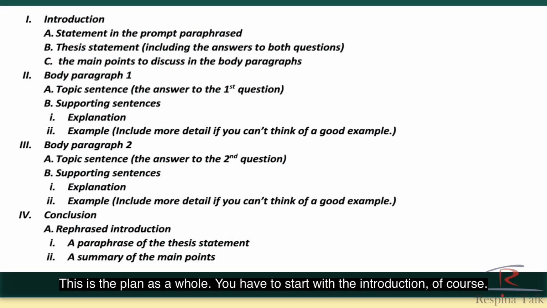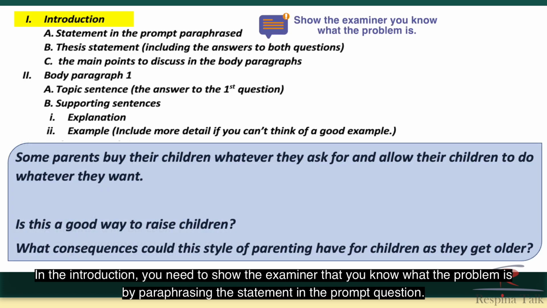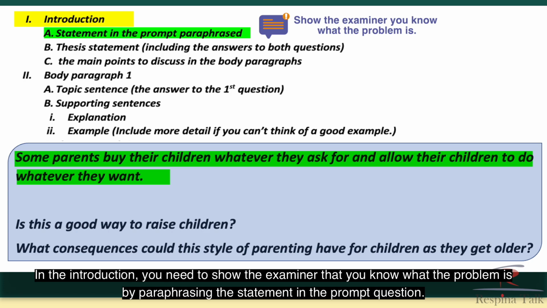This is the plan as a whole. You have to start with the introduction, of course. In the introduction, you need to show the examiner that you know what the problem is by paraphrasing the statement in the prompt question.